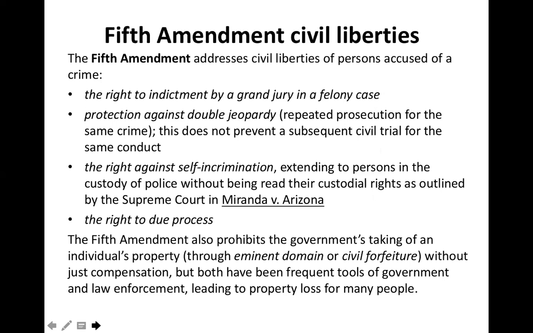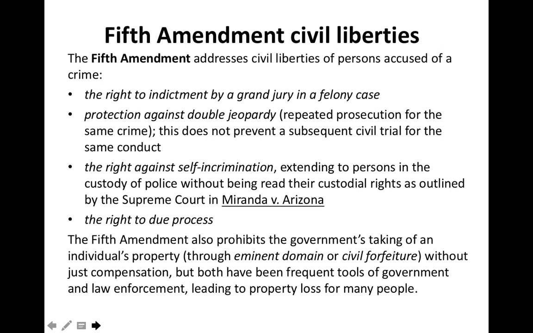The right against self-incrimination extends to persons in custody. So for your Miranda rights, a lot of people think if you're being arrested, you must be read your Miranda rights. That's actually not true. If you are in custody and they want to interrogate you, then you have to be read your Miranda rights. So booking information, such as your basic name, date of birth, stuff like that, is not something they have to Mirandize you for.